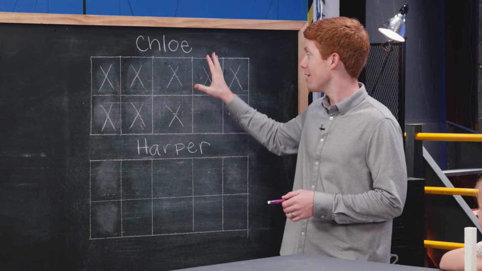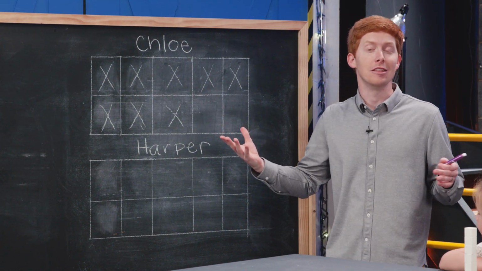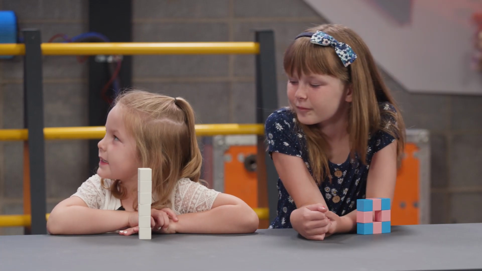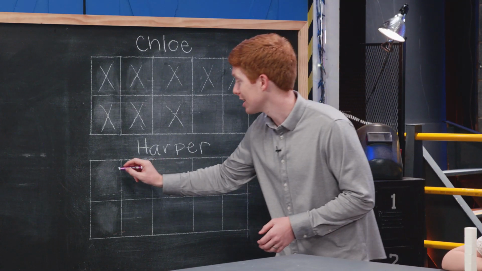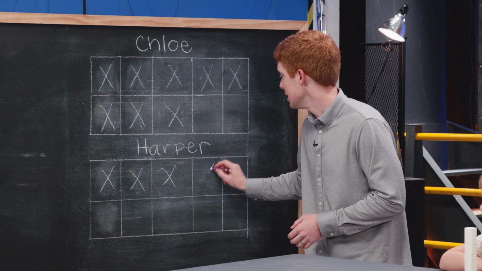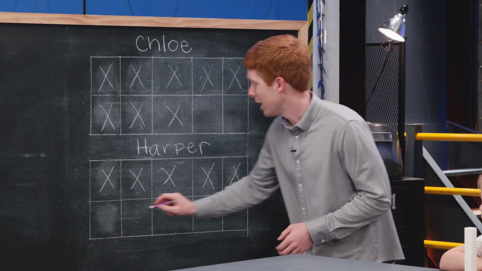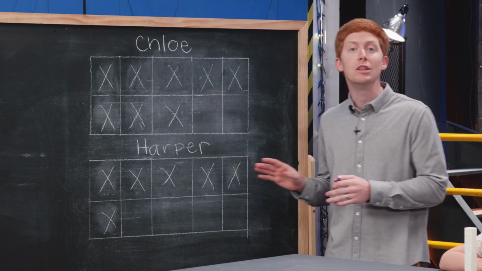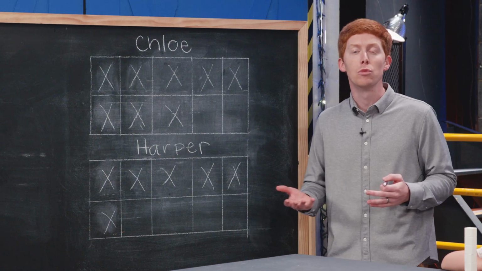Okay, so we have 8 that are representing the number of blocks that Chloe used. But Harper, how many did you have in yours? 6. She had 6. So let's count those out on the 10 frame. 1, 2, 3, 4, 5, 6. Now, with the 10 frame, you can see visually who has more, right?